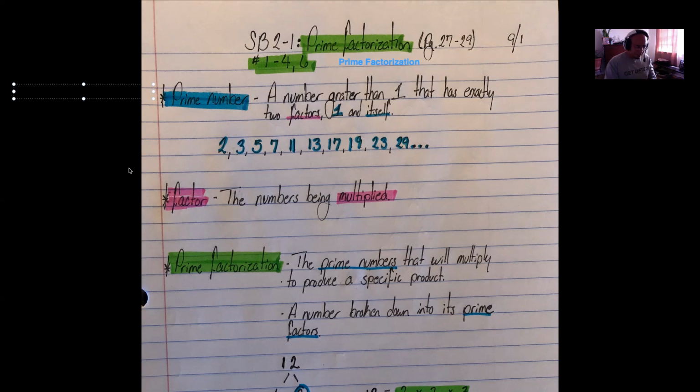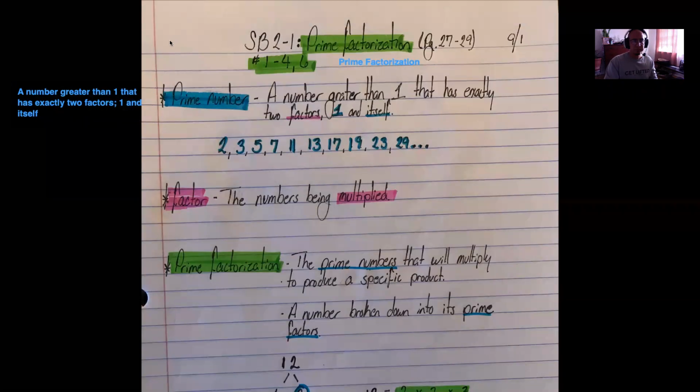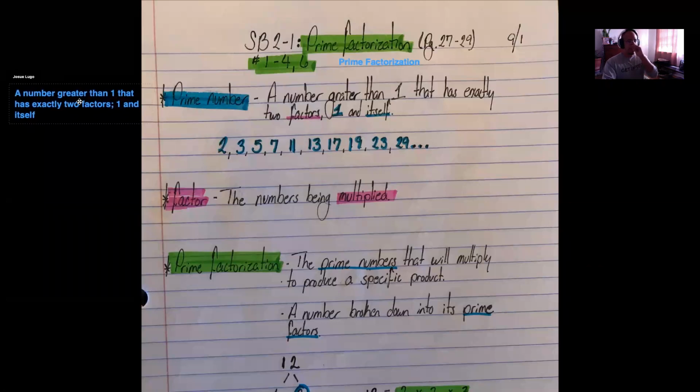So a prime number is a number greater than 1, than the number 1, that has exactly 2 factors. Those factors are 1 and itself. So again, a prime number is a number that has exactly 2 factors, and those factors are 1 and itself.